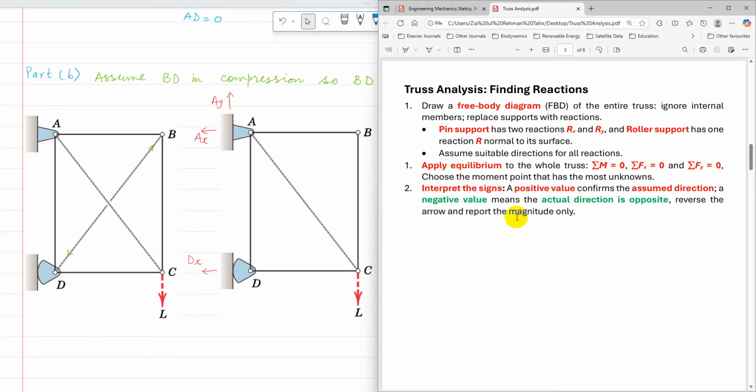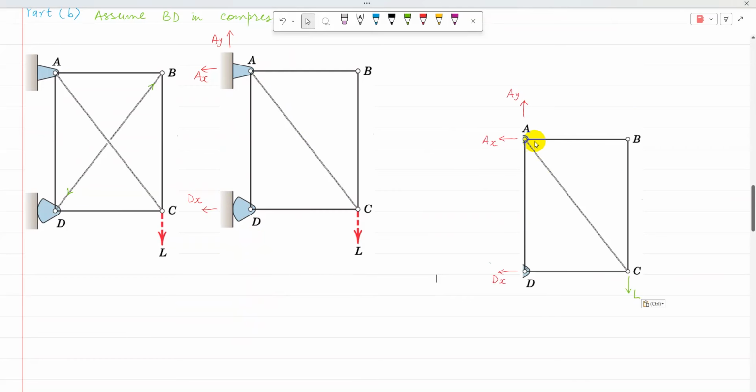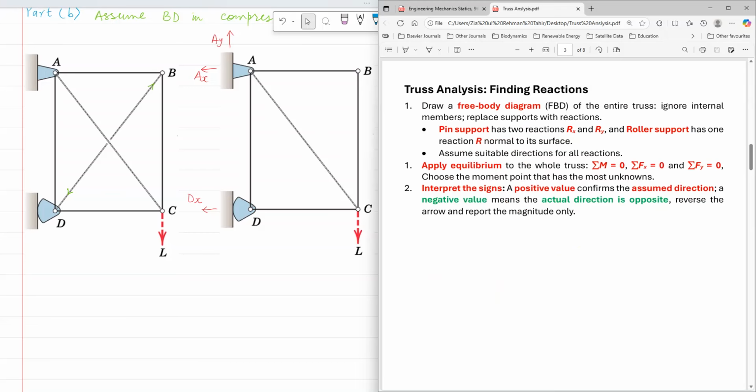So I'm going to draw a free body diagram of the whole truss to find the reaction forces. That's the free body diagram of the truss. Supports are replaced with reactions. Then I'm going to find these reactions, and the best approach is to apply equilibrium to the whole truss.